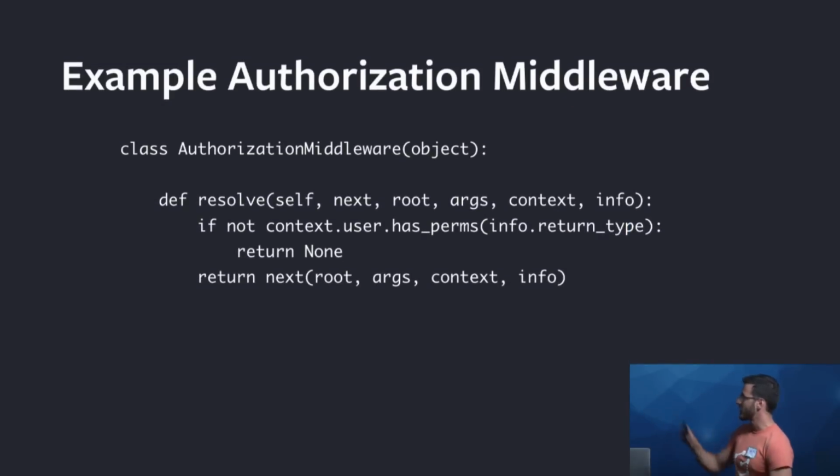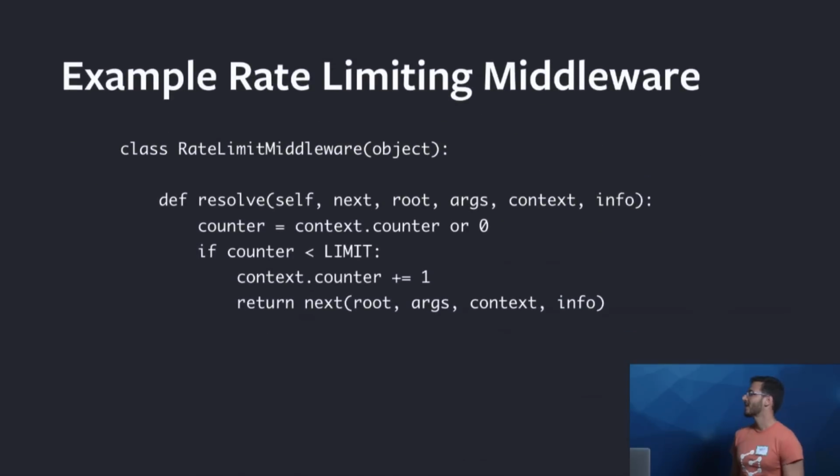So this is authorization middleware that will be called each time we resolve a field, and it will check what the return type for this field is. And if the user in the context doesn't have permission to access this return type, then we will return none. So we don't need to add this logic into all our resolvers. And that's great.